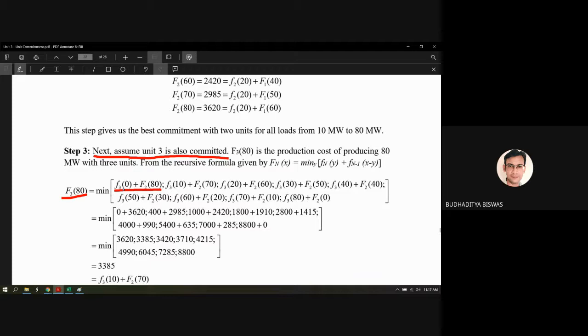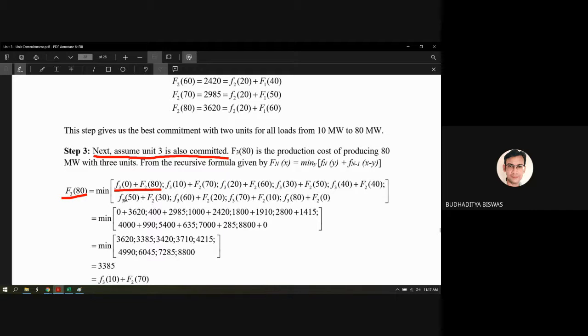What is F30? What is the meaning of this first one, F30? F30 is the cost required to generate 0 megawatt using unit 1, unit 3, sorry. Unit 3. And what is capital F280? The combination of 1 and 2 that we got. So that means, for the generation of 80 megawatt, what is the minimum cost using unit 1 and 2? Similarly, it is equal to F310, F270, F320, F26. So all the possible combinations are written.